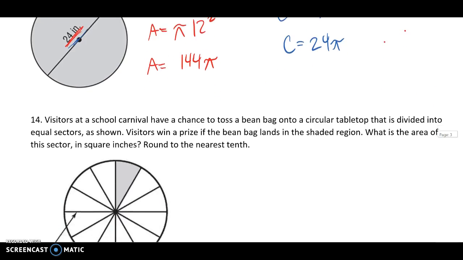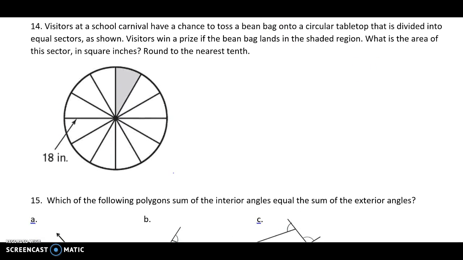Alright, so let's keep on moving. Number 14 says visitors at a school carnival have a chance to toss a beanbag onto a circular tabletop that is divided into equal sectors, as shown. Visitors win a prize if the beanbag lands in the shaded region. What is the area of this sector? They want the area of the shaded region in square inches, rounded to the nearest tenth.